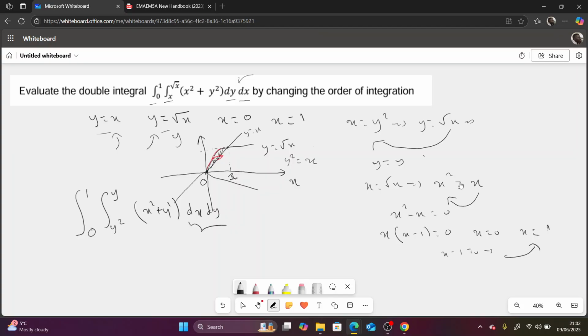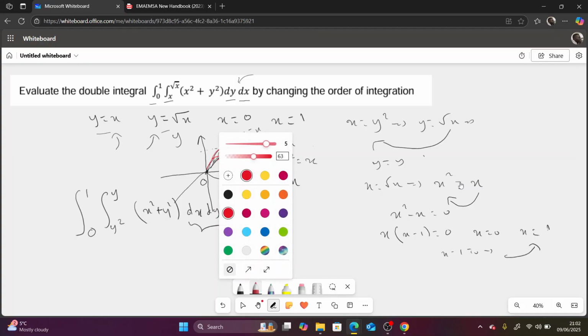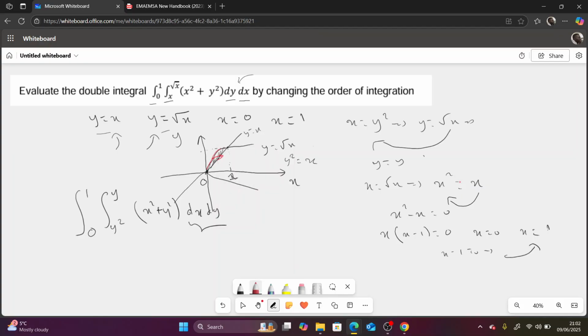Now, if you want to bring it in terms of dy dx, you always go from the function at the bottom to the function on top. So when you look, what is your function at the bottom? Your function at the bottom is y equal x. Because we are writing in terms of dy dx, y should be the subject of the formula. That's why in this case, our lower limit will be x, because this is the function at the bottom, and the function on top will be root x.